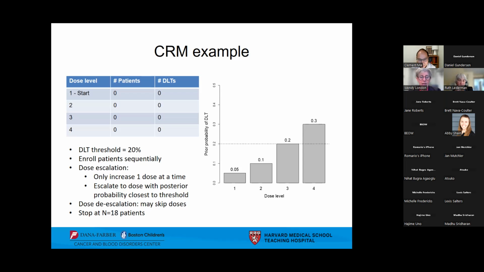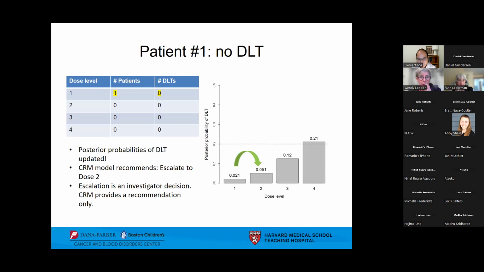We can de-escalate, skipping as many doses as we want for safety. And the total accrual on the trial will be permitted to be 18 patients. Next. All right, we've started the trial. And up here in the yellow highlight, you can see that we have dose level 1. One patient has been enrolled, and that patient did not have a DLT. And so we take this information about this one patient, we add it to the prior probabilities, the educated guesses, and re-estimate what the rate is, DLT rate, at each of the dose levels.